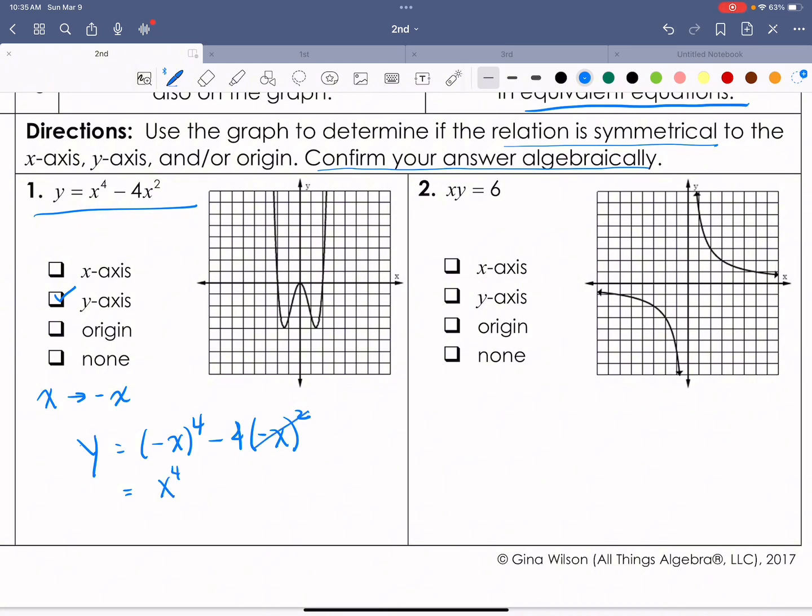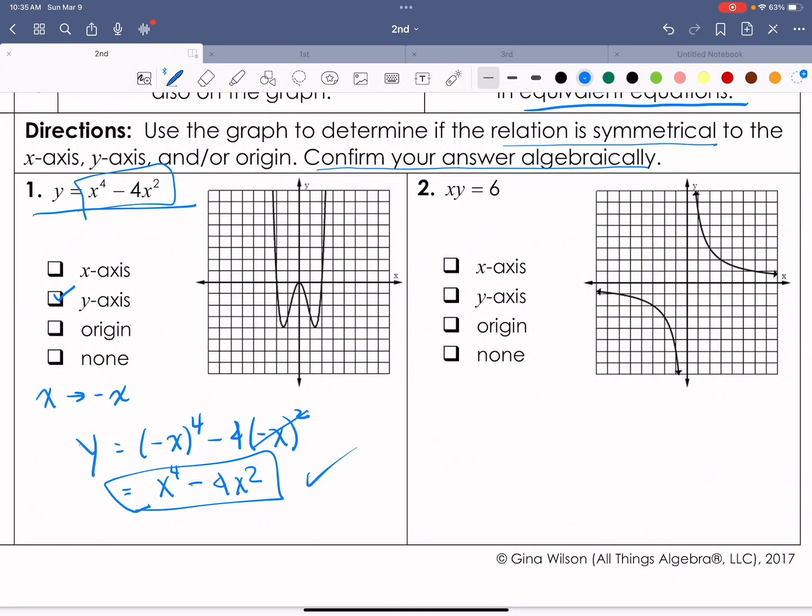Negative x to the second power would be positive x squared, so I would have 4x squared. Is this the same as my original? Yes, it is, so it checks.